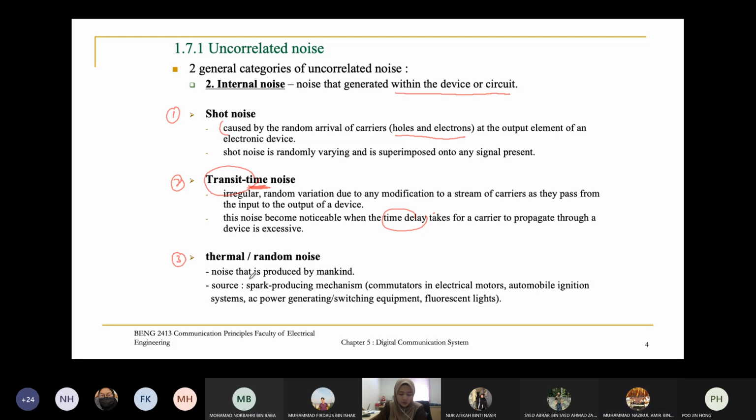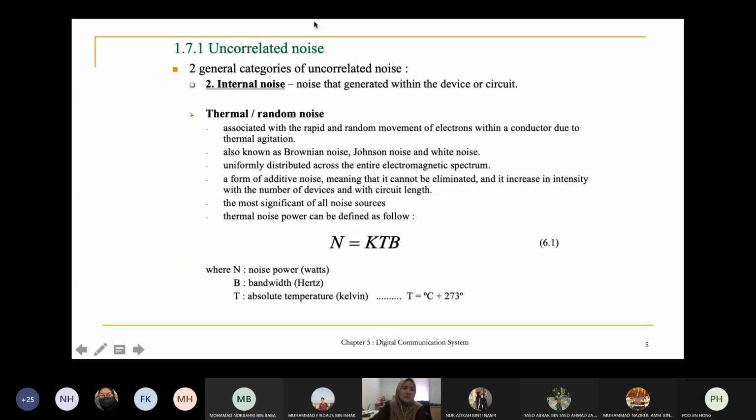So this third one over here, please do not refer to this one. For the thermal and random noise, please refer to the next slide.